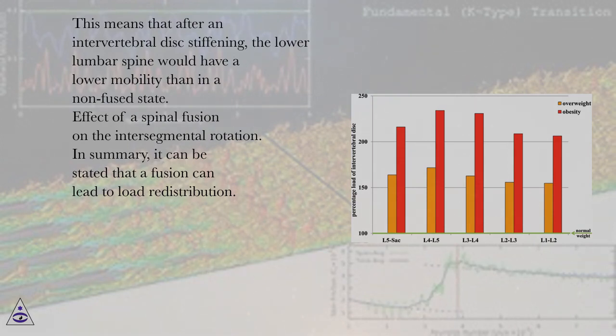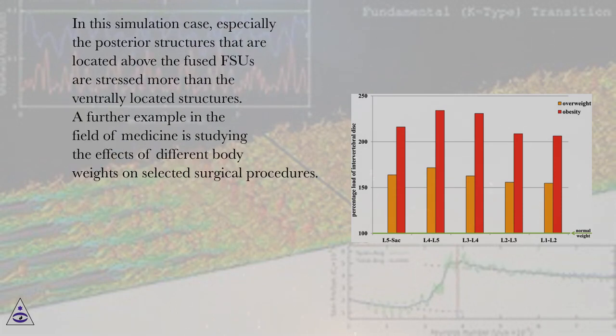In summary, it can be stated that a fusion can lead to load redistribution. In this simulation case, especially the posterior structures that are located above the fused FSUs are stressed more than the ventrally located structures. A further example in the field of medicine is studying the effects of different body weights on selected surgical procedures.